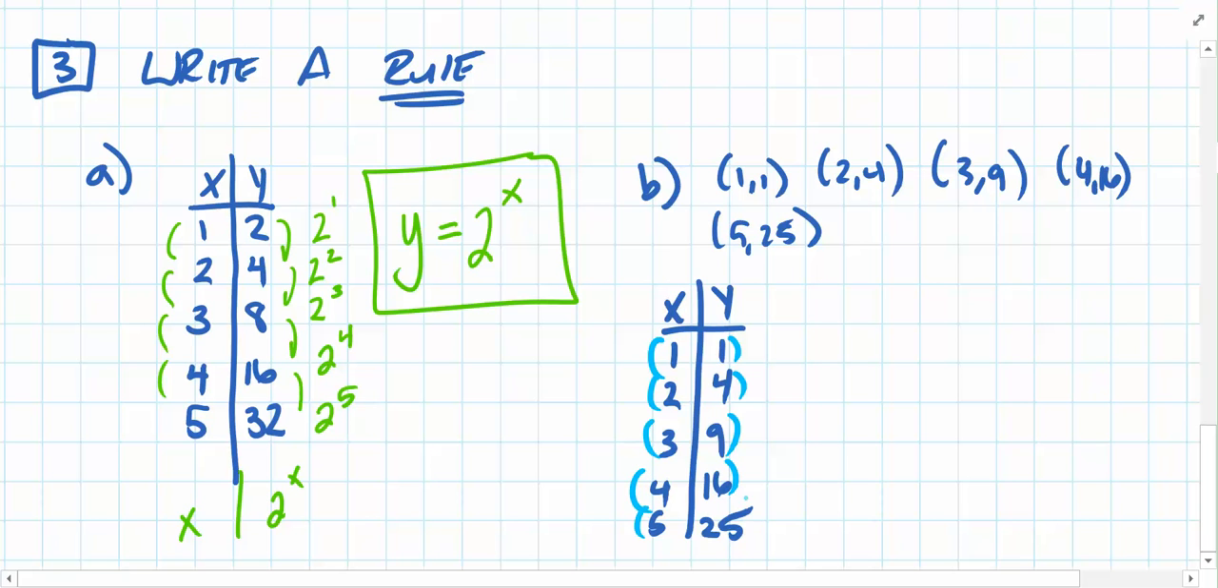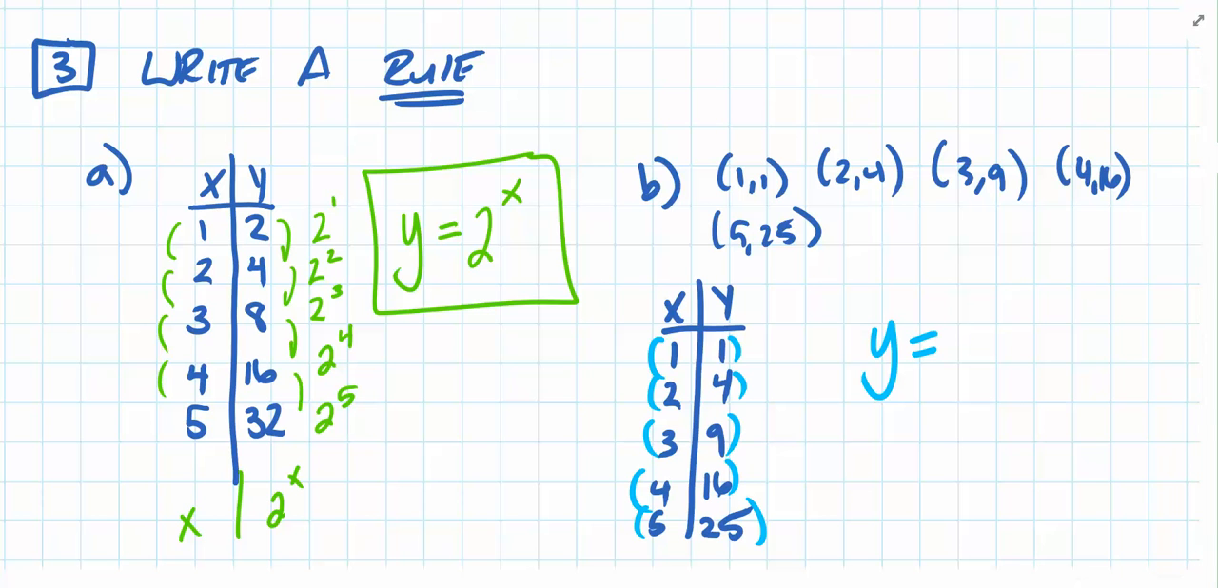Okay, what would be the rule for this one? y would have to equal something. Now, is this a linear relationship? No, definitely not. How do we know it's not linear? Because there's not a constant increase on both x and y. Okay, so if it's not a constant increase, it's not linear, so we must be doing something else.